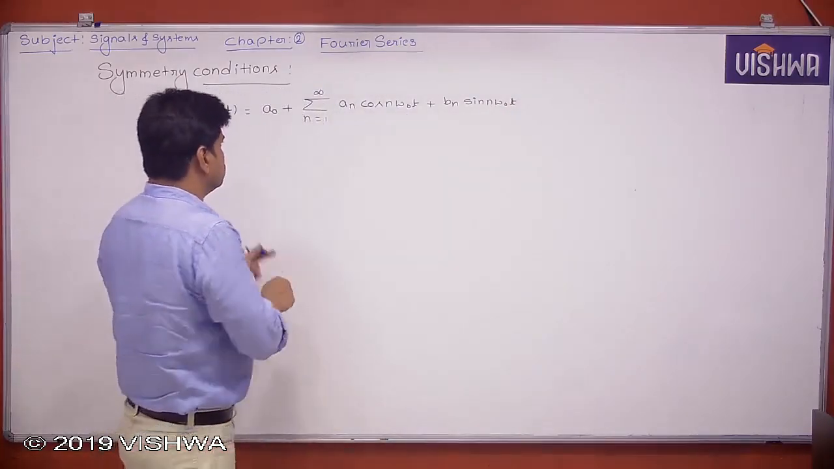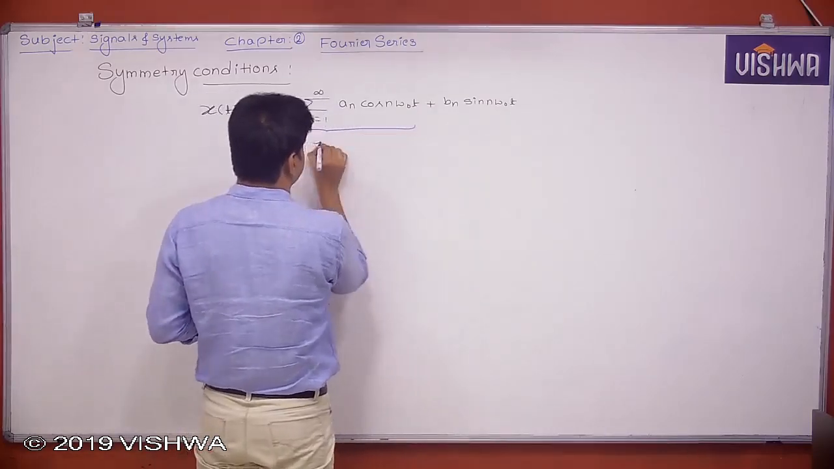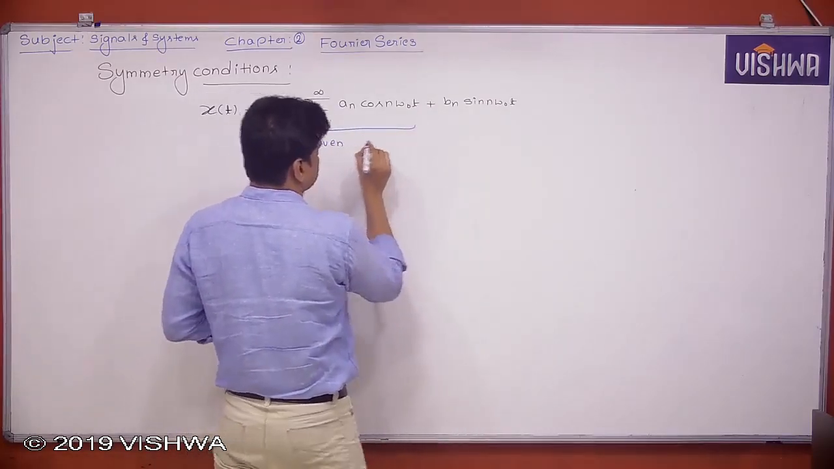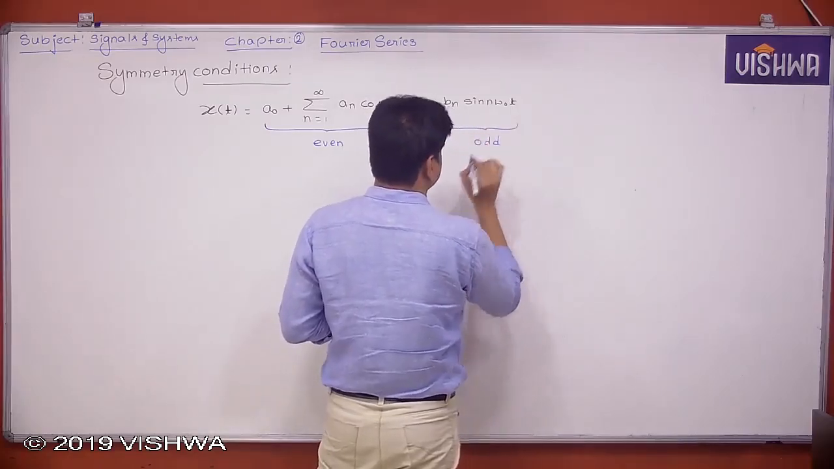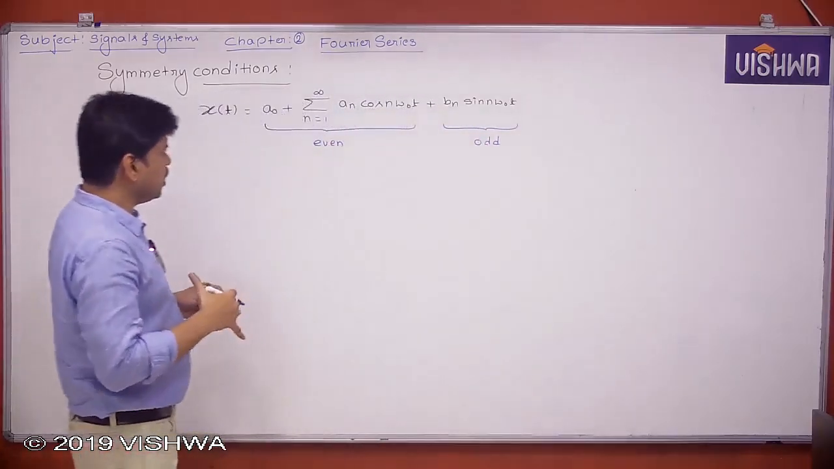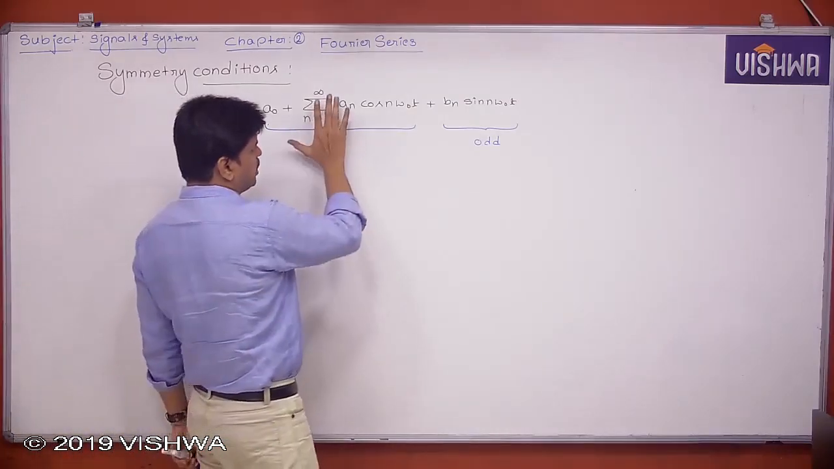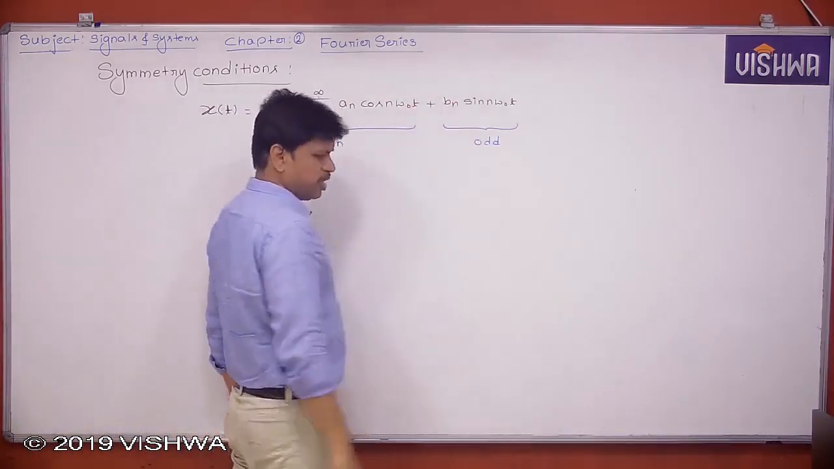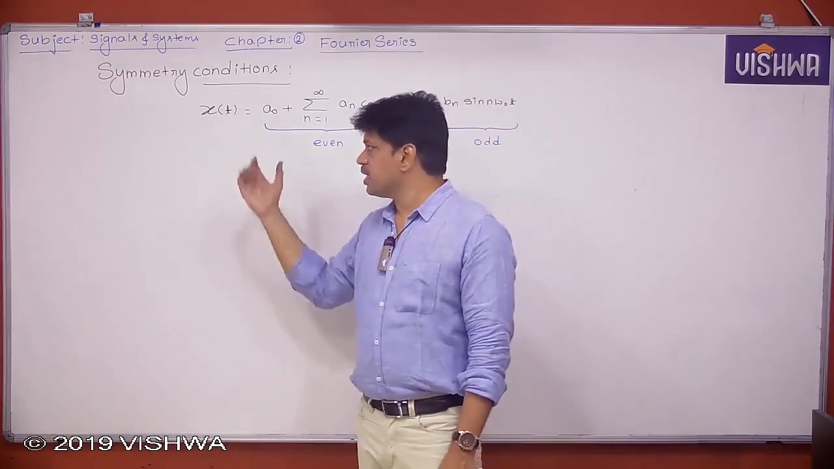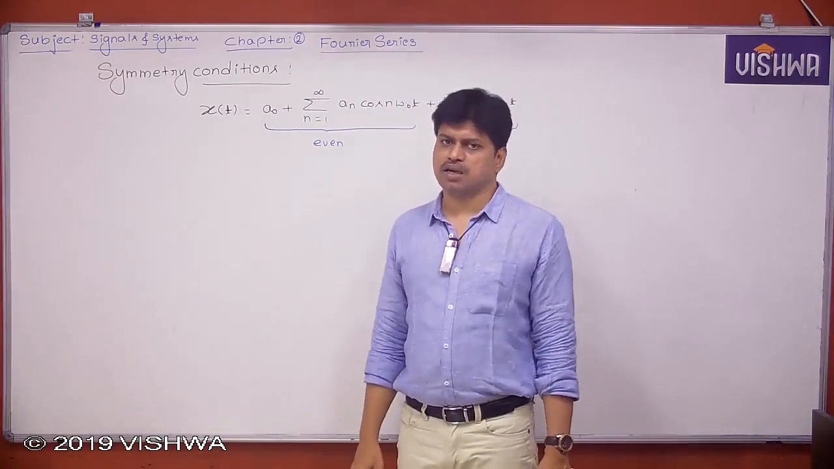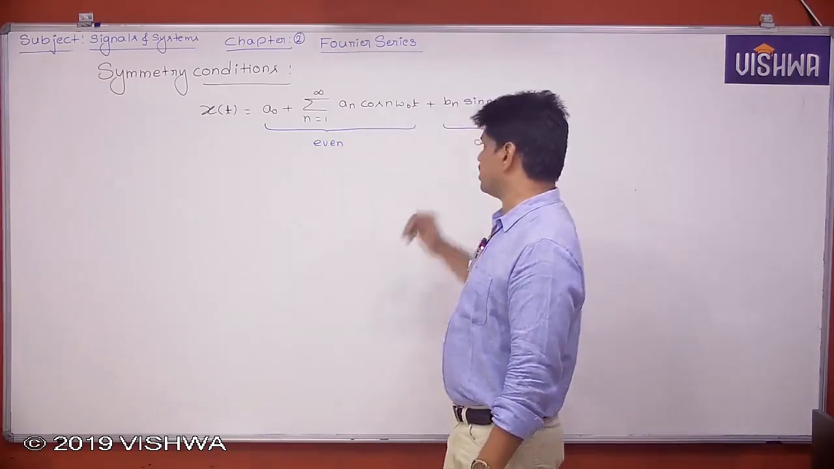I told you this part is an even part, this part is an odd part. Now if a signal has an even part plus an odd part, from the fundamentals you can say what kind of signal x of t is? Neither even nor odd signal. That can only be expressed as an even plus odd term.